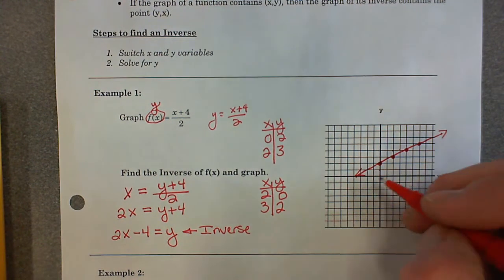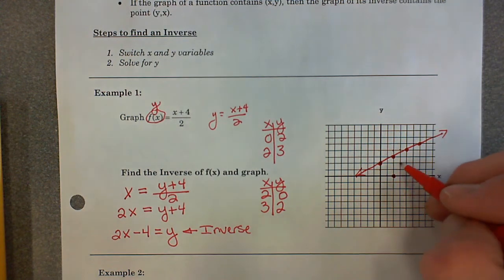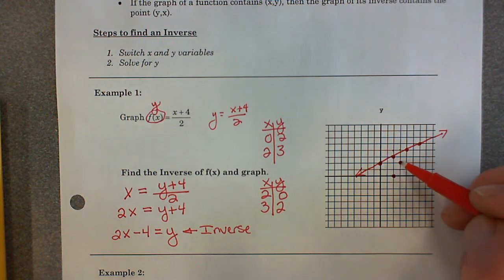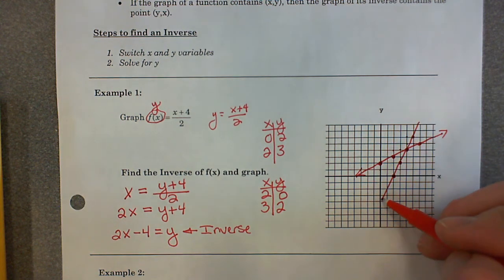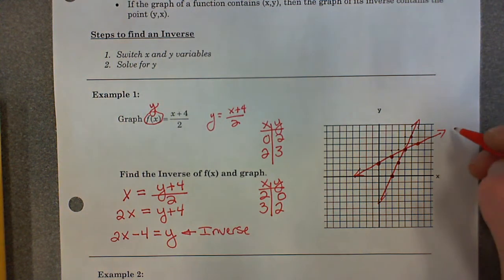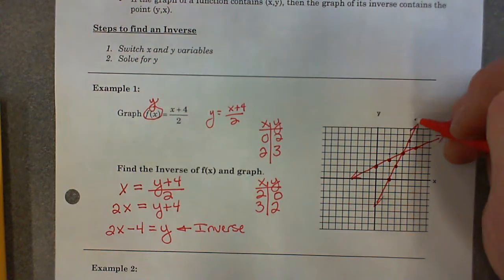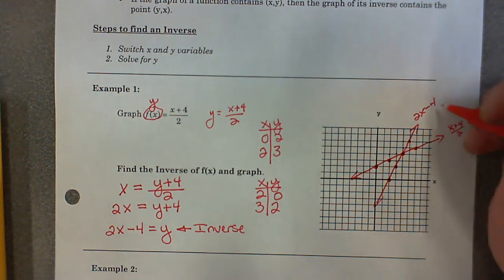So now let's plot these points. Let's plot the point (2, 0), and then the point (3, 2). And if we look here at our slope, it's up 2 over 1. So we go up 2 over 1, up 2 over 1. So here is the graph of our inverse. So this was our (x plus 4) over 2. And this is our 2x minus 4.